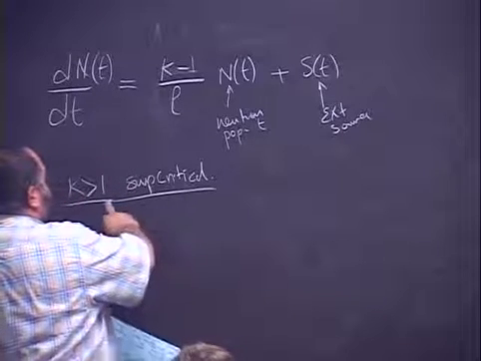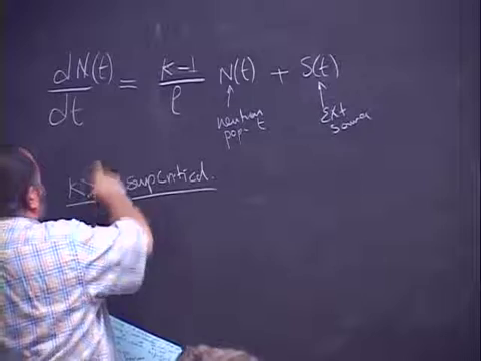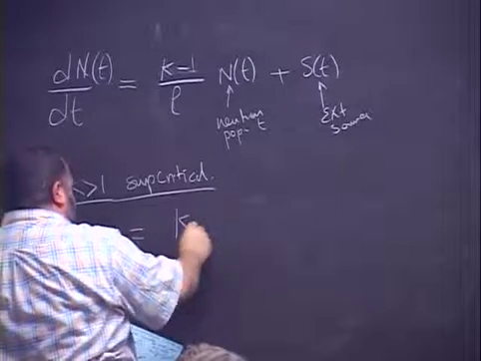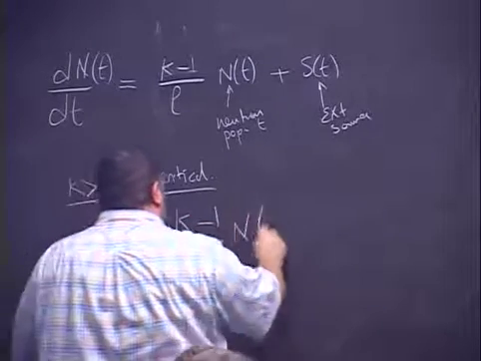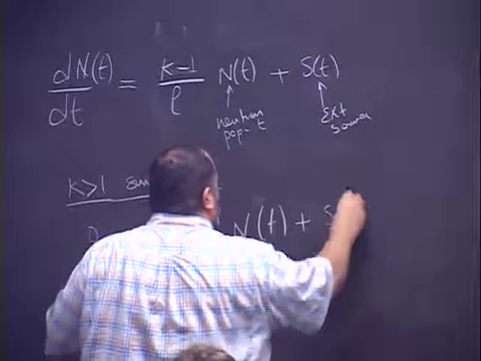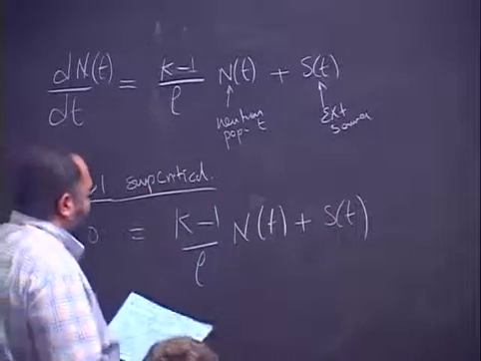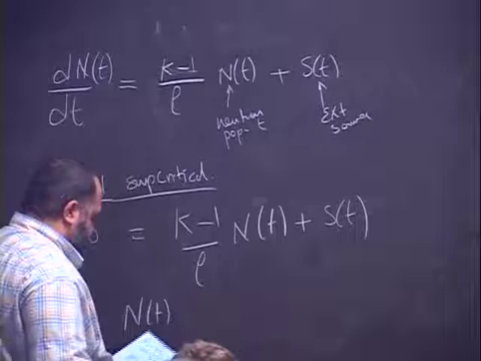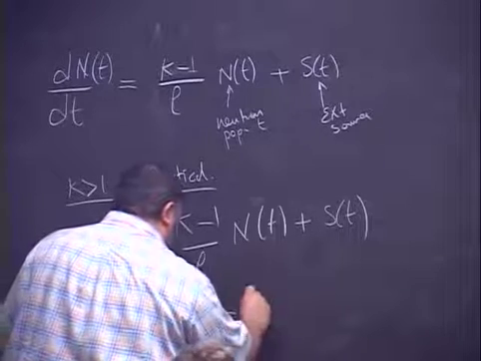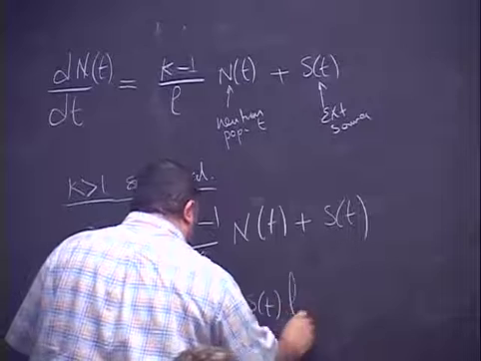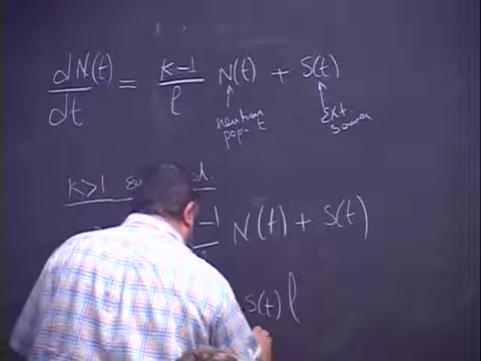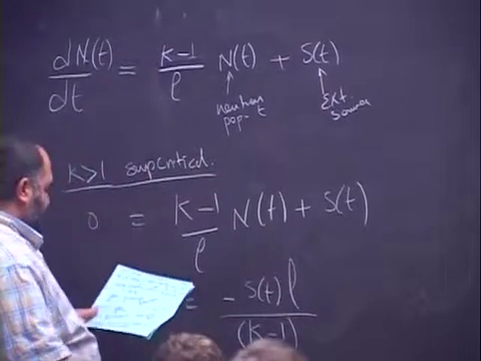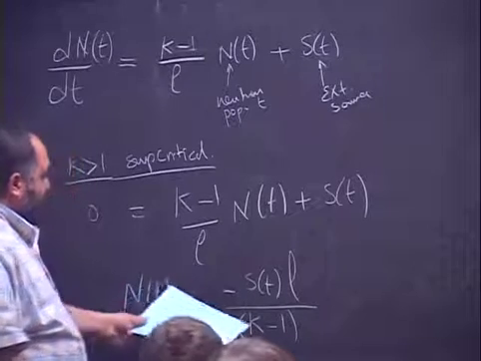And let's assume that you make the reactor supercritical until you reach a situation where dN/dt is 0. There is no change, let's assume. So this will give you (k minus 1) over L multiplied by n of t, plus S of t, equal to 0. If you rearrange, you will get n of t equal to negative S of t multiplied by L, divided by (k minus 1).